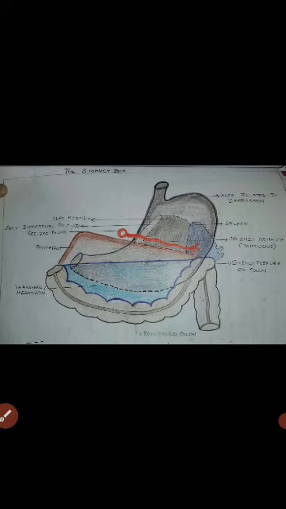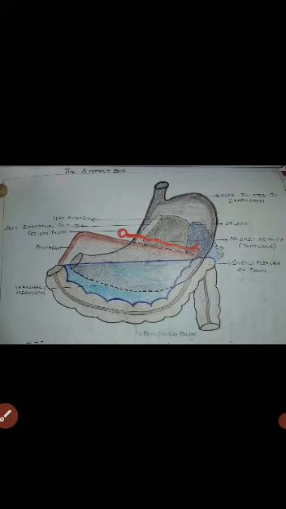So in the greater curvature, gastric carcinoma occurs, and the metastasis from gastric carcinoma can occur through thoracic duct to the left supraclavicular lymph node. This is called Troisier's sign, and these lymph nodes are called signal nodes. And this gastric carcinoma is common in people with blood group A.